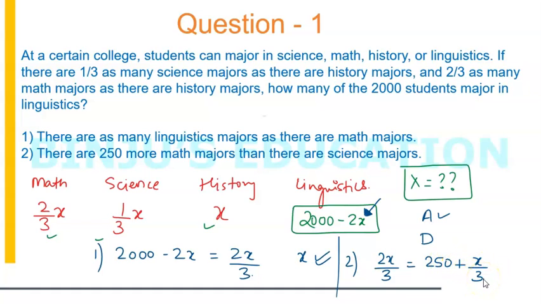Again, can we calculate the value of x from here? Yes, we can. We don't need to calculate it, but we can calculate the value of x from here. From statement 1, I can calculate the value of x, and from statement 2 also. So statement 1 alone is sufficient and statement 2 alone is also sufficient. My answer is option D: both statements alone are sufficient to answer the question.